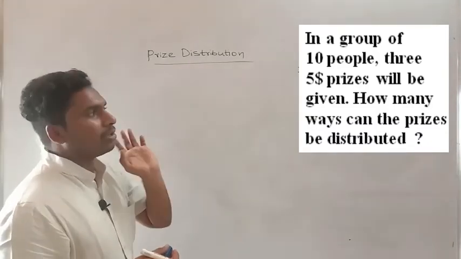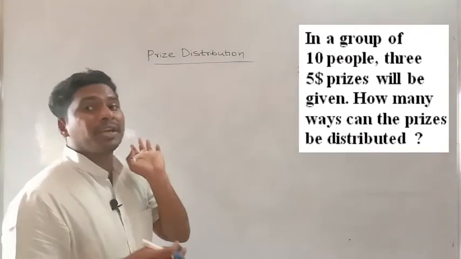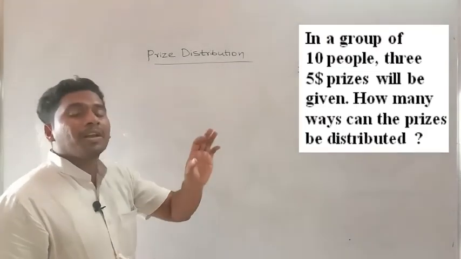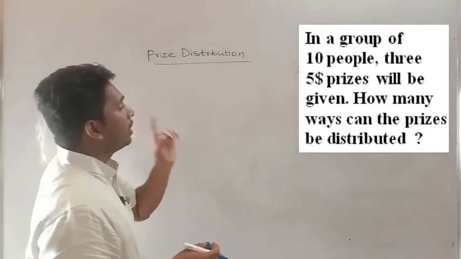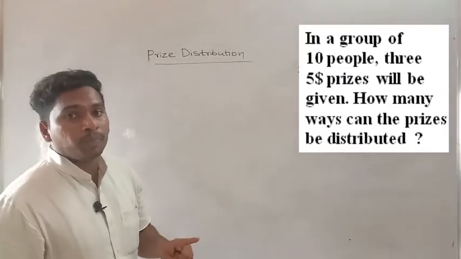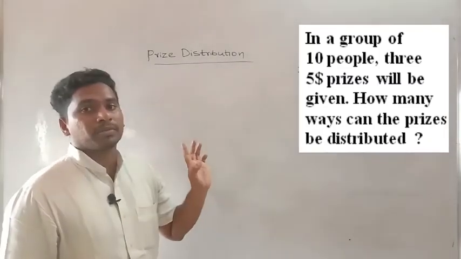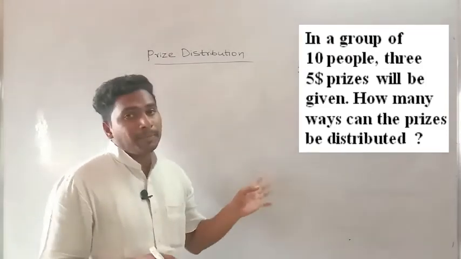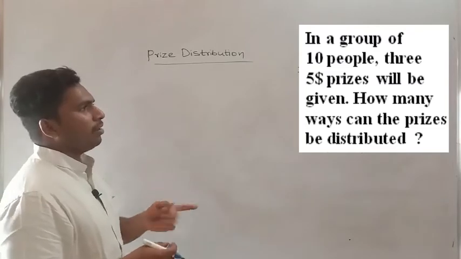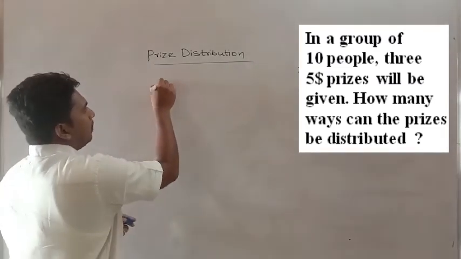All the 3 prizes are $5 prizes only. They are not different, all are same. So that you need to remember. As I have told you, if the prizes are different, they are to be permutations. If the prizes are same, that comes under the combinations. So let us solve using the first method, as I have told you in the previous problem.